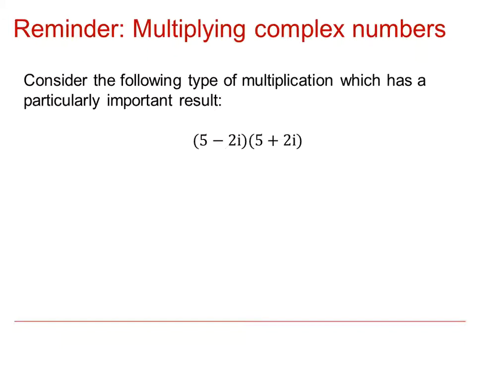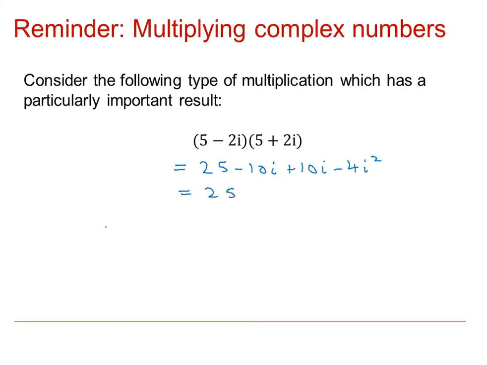Before we look at dividing complex numbers, we need to look at an aspect of multiplying complex numbers. Think of 5 minus 2i times 5 plus 2i, where each bracket is a complex number. When we expand the brackets, we get 5 5s are 25, minus 2i times 5 is minus 10i, 5 times 2i is plus 10i, and then minus 2i times 2i is minus 4i squared.